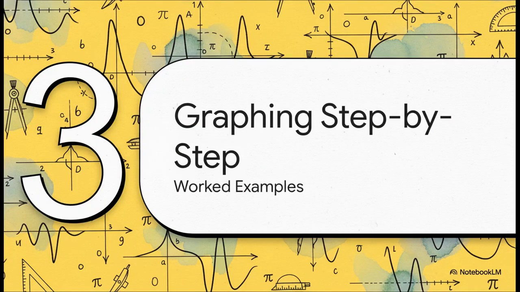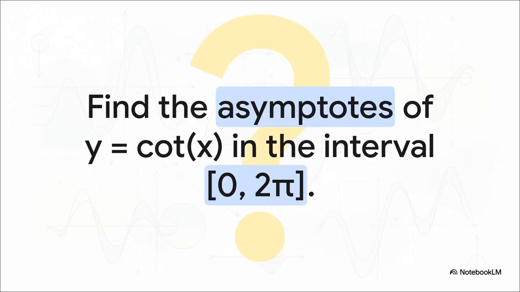All right, enough theory. Let's actually put this into practice. The best way to really get these rules is to see them in action. So we're going to walk through a couple of examples, from the basics to one with a little twist. Okay, let's start with a nice foundational problem. We've got the basic cotangent function, y equals cot x. And all we need to do is find its vertical asymptotes between 0 and 2 pi. Simple question, where does this graph break?